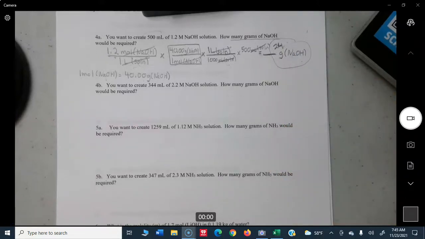Okay, so again, a lot of this is just playing with the units and figuring out how can I get the units to cancel properly, and you just get better at that with practice. But you will get there if you're willing to practice this. Okay, let's go on to 5A.